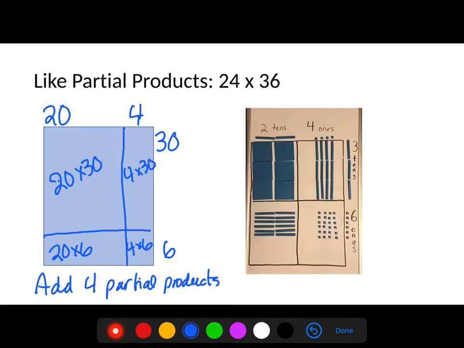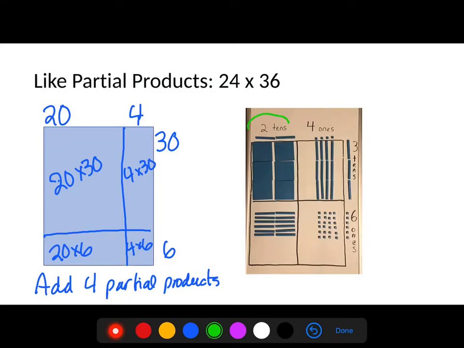I can look at this with manipulatives, and if I were to spread out the rectangle, you could see that I would have 4 regions, and the 4 regions correspond to the partial products. We're going to start building up our lattice algorithm from this picture.